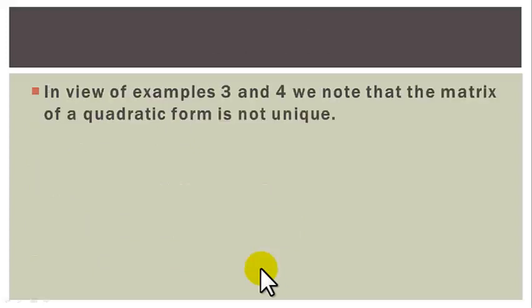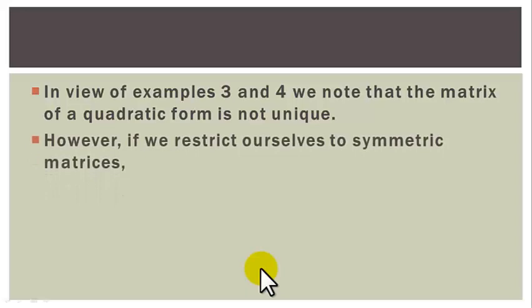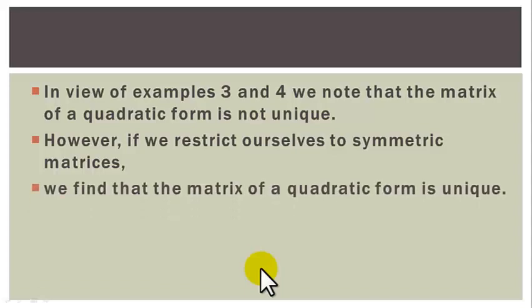So in view of examples 3 and 4, we note that the matrix of a quadratic form is not unique. However, if we restrict ourselves to symmetric matrices, we find that the matrix of the quadratic form is unique.